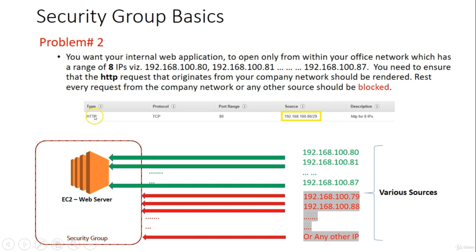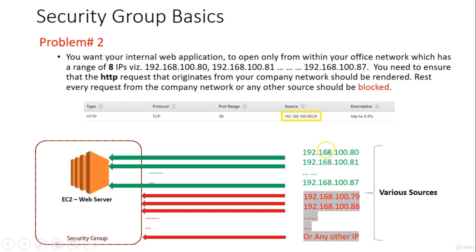In type, you select HTTP, because here we are asking for HTTP requests. Whenever you are selecting HTTP, that protocol will always be TCP. Port range, default port range will be 80, because that's the default port for HTTP communication. And something which you should pay attention to is source. So in source, you should go ahead with /29. After 80, you put a /29.